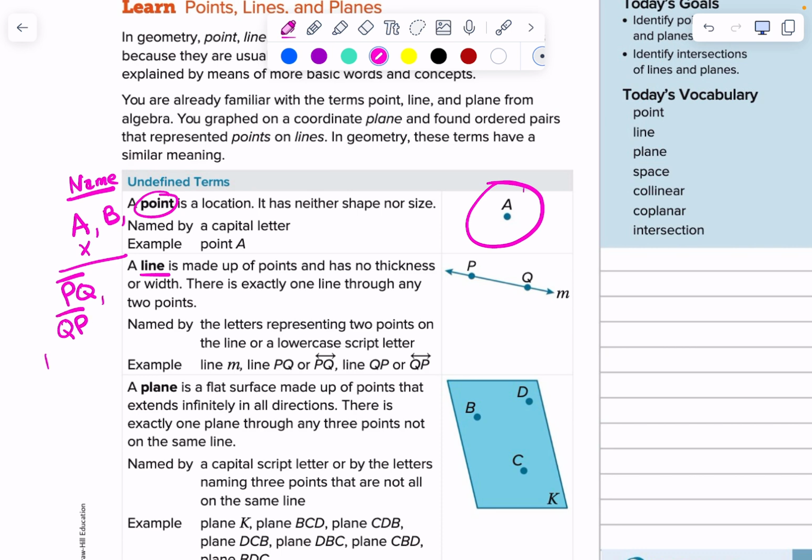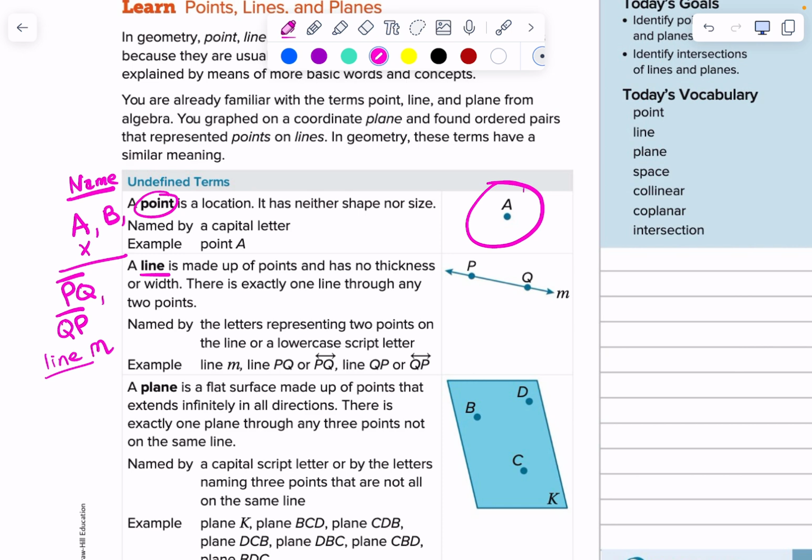Or I can call this line, L-I-N-E, M. You see how it is named line M? But you have to put the word L-I-N-E in front of it. So line M. It's probably easier. But we're going to be dealing with figures that have multiple lines. So you have to tell me which line.